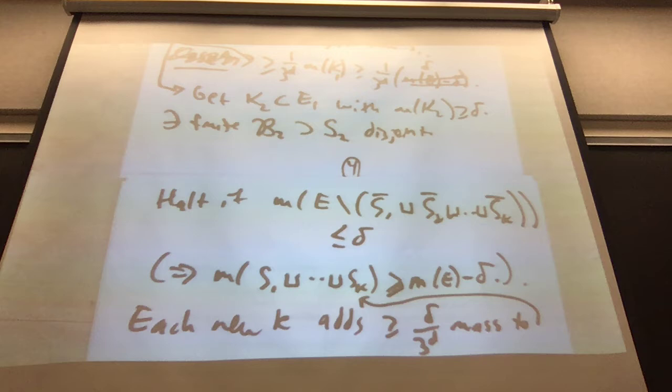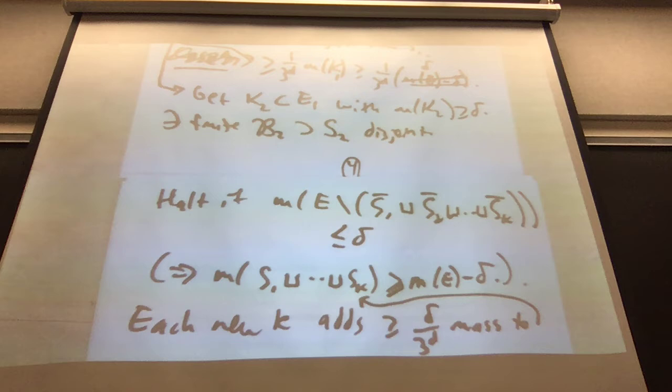Then you look at what's left, and you get some other compact subset, and you cover that. And you look at what's left, and you get some other compact subset, and you cover that. Eventually, you have to get at least the measure of E minus delta of the mass, because every time you do this step, you gain a fixed amount. And the measure of E was assumed to be finite from the beginning.